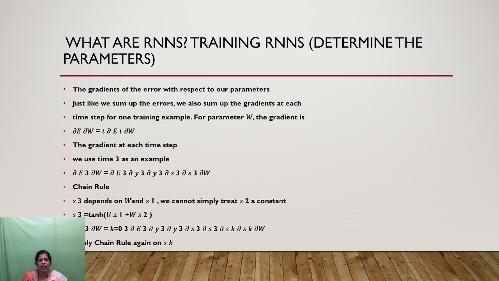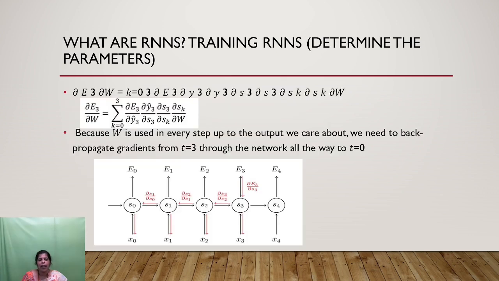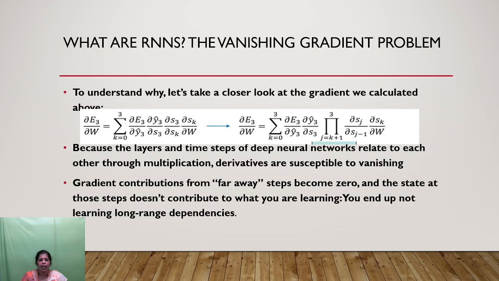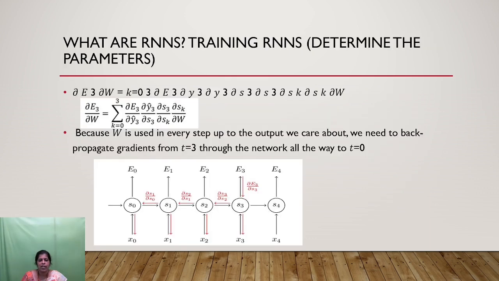Regarding the gradients, at each step we calculate them, making use of the chain rule. The weights are used at every step to find the output, and you need to back propagate the gradients. For example, moving from t equal to 0 until it reaches t equal to 3, the gradient is calculated at each step.